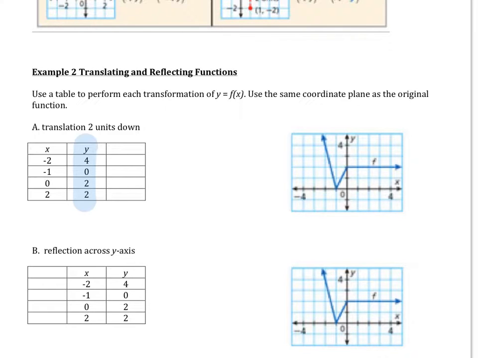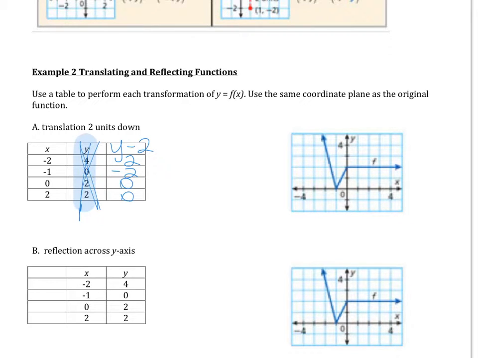And how do I indicate going down? Going down, I subtract 2 from that. So 4 minus 2 is 2. 0 minus 2 is -2. 2 minus 2 is 0. And 2 minus 2 is 0. So they're my new coordinates.